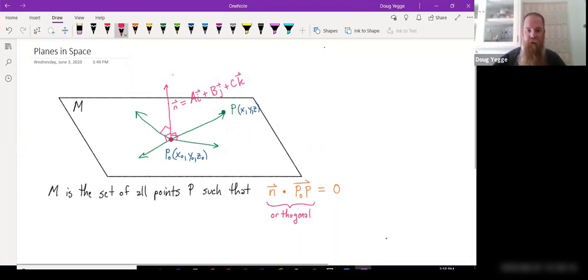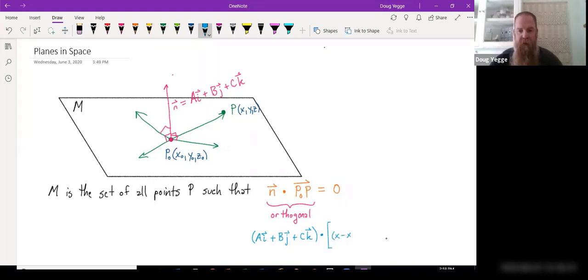That must mean that the dot product between these, if I take ai plus bj plus ck and take the dot product between that and the vector P0P, which remember would be x minus x0 i plus y minus y0 j plus z minus z0 k, then that dot product, in order to get a plane, must equal 0.